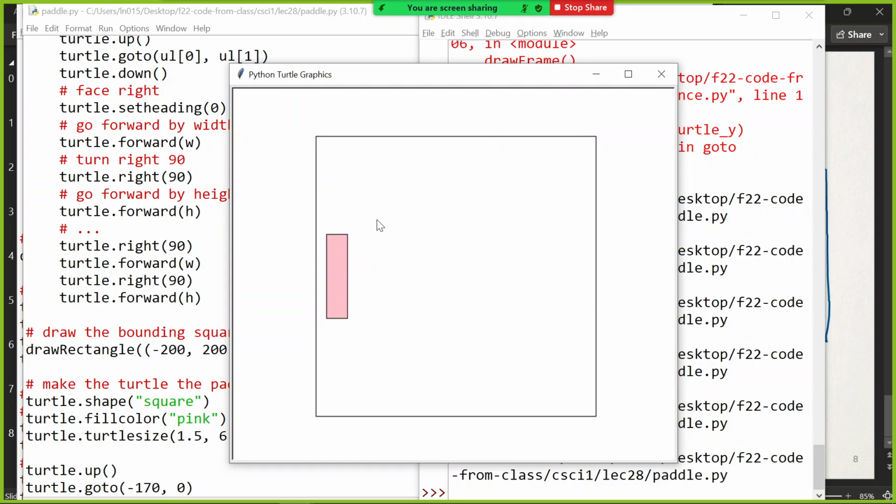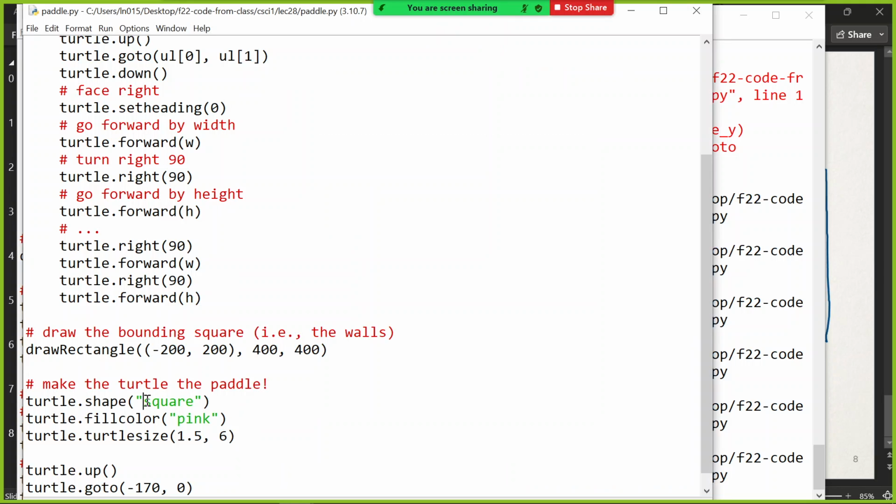And now we'd like it to be movable. Movable by our keyboard. If we press a button, the turtle moves. Because the turtle is the paddle right now. He's just a weird looking turtle. Okay? So yeah, that's what's going on here.